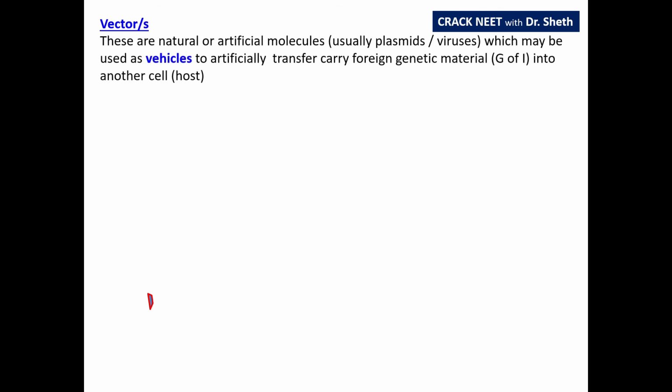Now vectors. What are vectors? These are natural or artificial molecules which are usually plasmids or even viruses, which may be used as vehicles to artificially transfer or carry the foreign genetic material, that is the gene of interest, into another cell, that is the host. So basically these are medium on which your gene of interest sits and is transferred to the competent host. These are vectors.